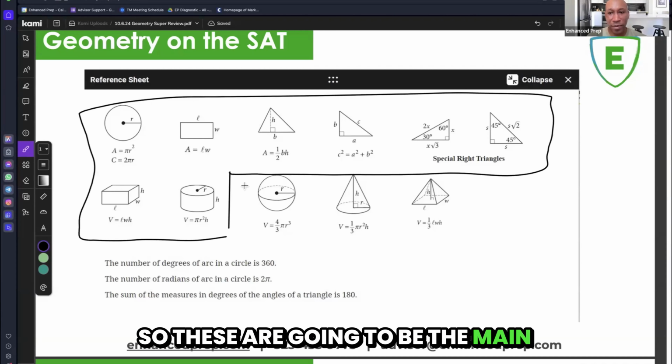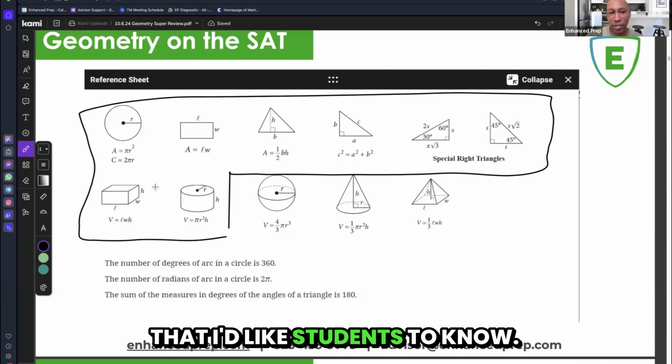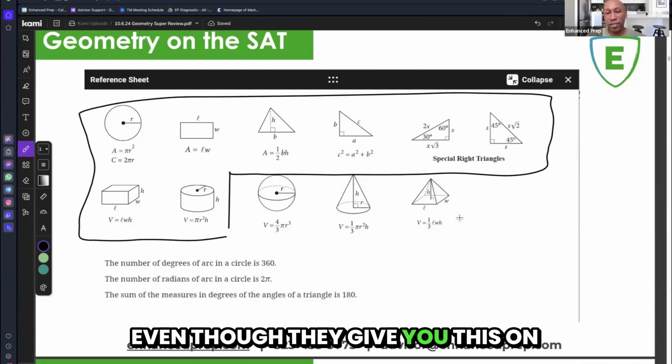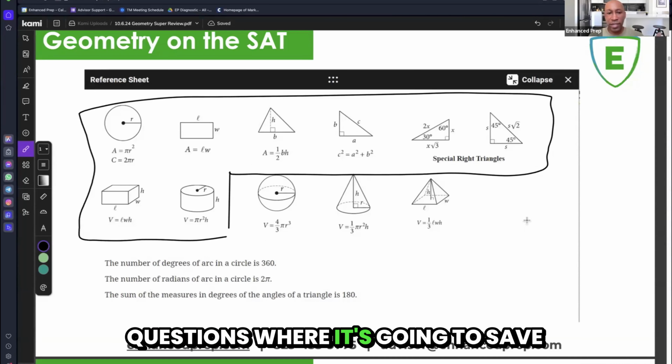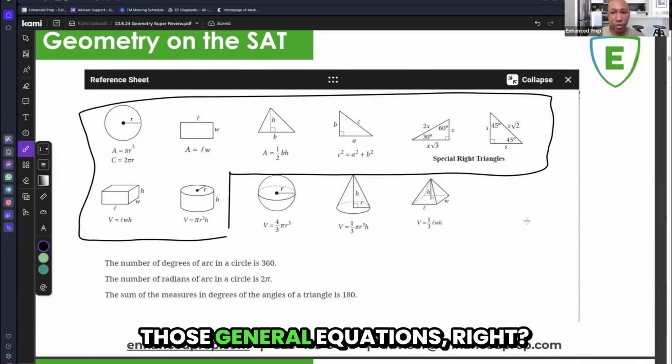These are going to be the main questions or main equations that I'd like students to know. Even though they give you this on the SAT, it's good to know these because there are going to be some questions where it will save you a lot of time if you just know those general equations, right?